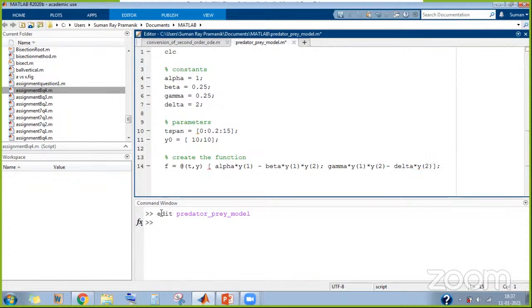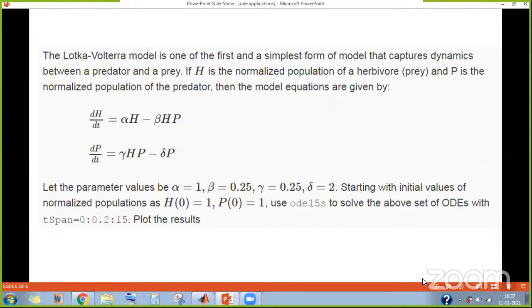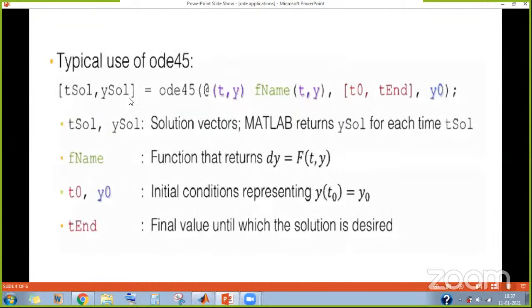Okay, so we have done with creating the function. Now let us solve this. Well, I forgot to say about ODE15s, that the syntax is the same as ODE45. We have to provide the function name, the time span for which we want to calculate the ODE, and the initial values. So the syntax is same, just we have to use ODE15s instead of ODE45.